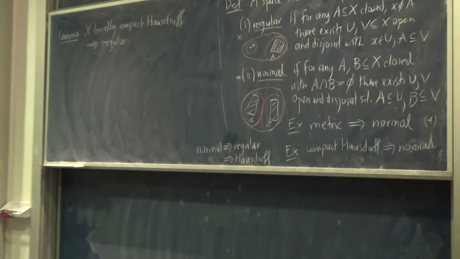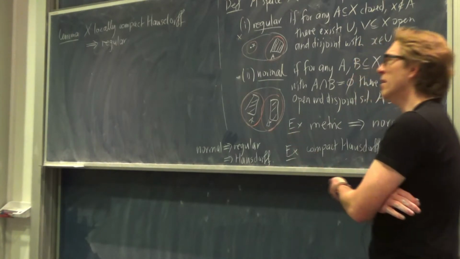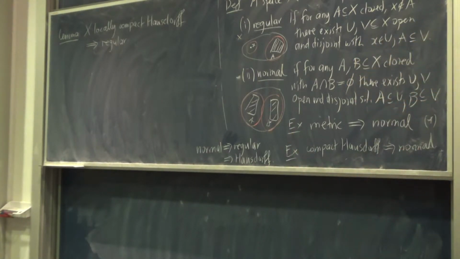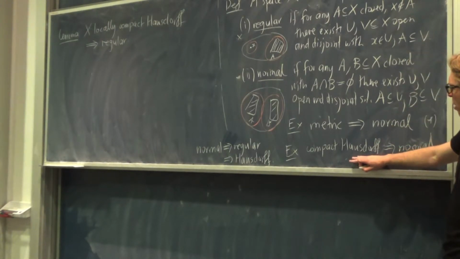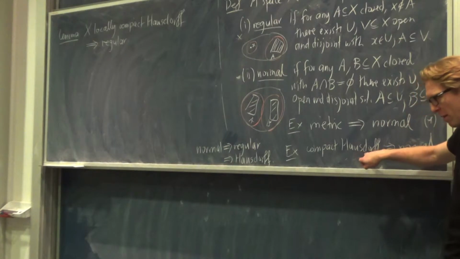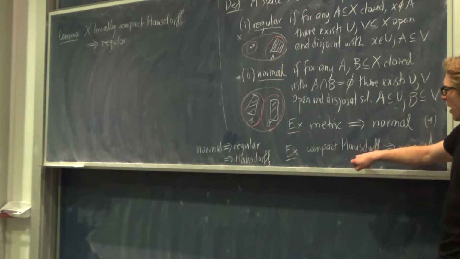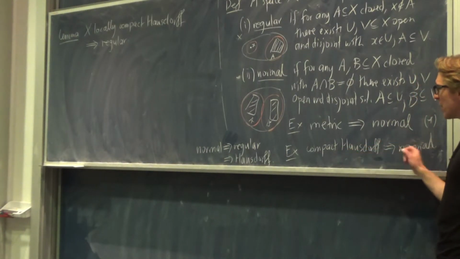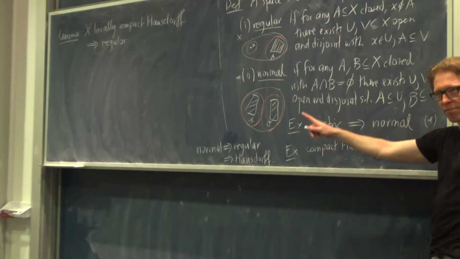Okay, so I realize there's lots of definitions today. Okay, so the main point of all of this is this statement. Compact Hausdorff implies normal. So if you can separate two points, any pair of points, in a compact space, you can separate any pair of closed sets.